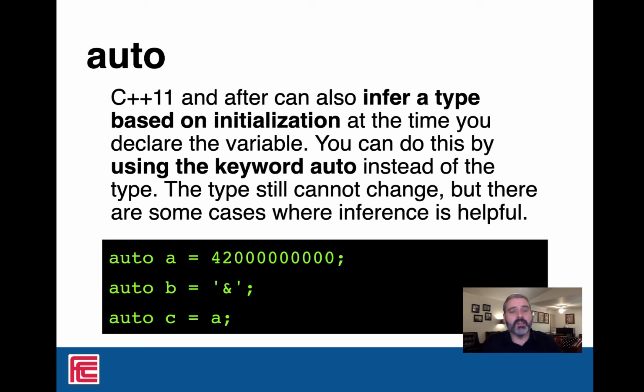Anyway, auto B equals that, B is going to be a character, and C is also going to be a long because we know what the value of A is, right? So it evaluates A. Assignment operators always evaluate the thing on the right first and then do the assignment. So it evaluates A, sees that A is a long. Since the thing on the right is a long, C becomes a long.